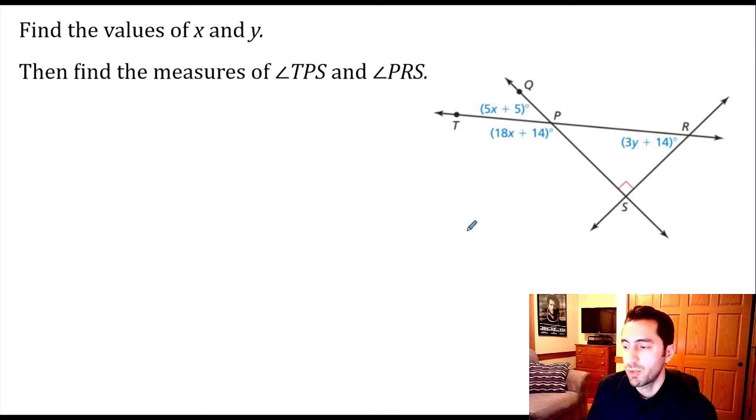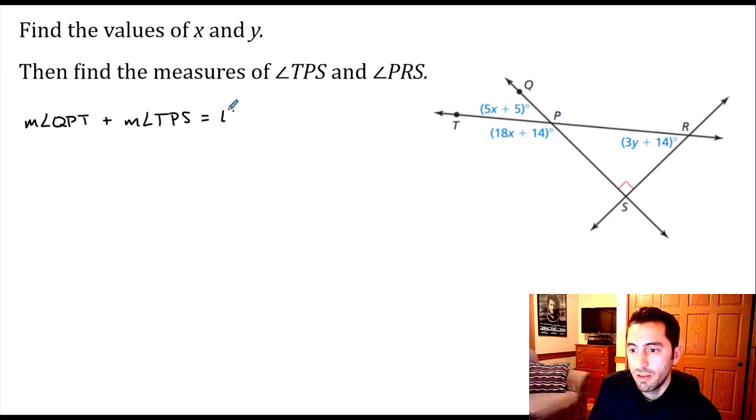Taking a look at the expressions that have x in them, we have angle QPT and angle TPS. Just looking at those two angles, they're adjacent to each other, they share a side, and they form that straight line. So those two angles form a linear pair. Because they form a linear pair, I know that the measure of angle QPT plus the measure of angle TPS has to be 180. Because they're a linear pair, they have to be supplements, and therefore they add to 180 degrees.